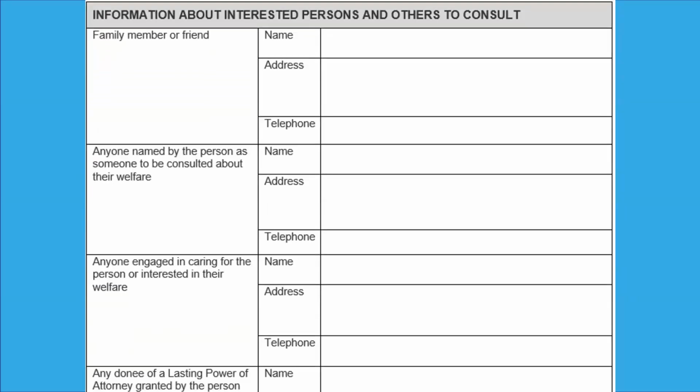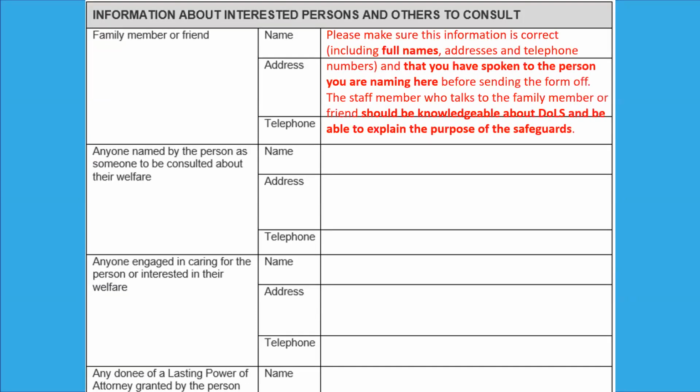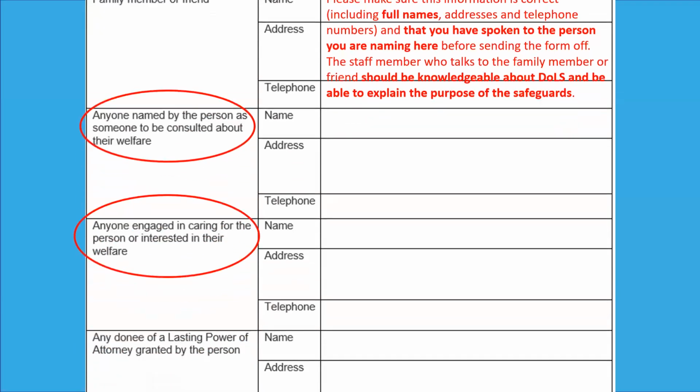Now we will need to consider and identify anyone who might be interested in this person or would most likely need to be consulted with regards to this application. The most common one is that of a family member or a friend. The relevant person that you are completing this form for might identify this person, or this might be someone who is already regularly involved and interested in their care and treatment. There are a few other sections for other people that are either directly named by the patient or again, someone engaged in their care.